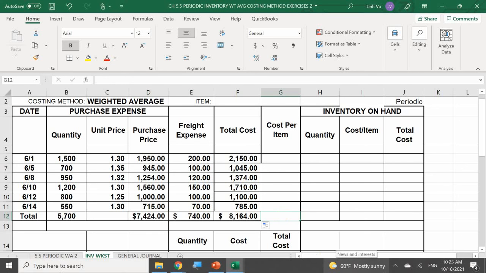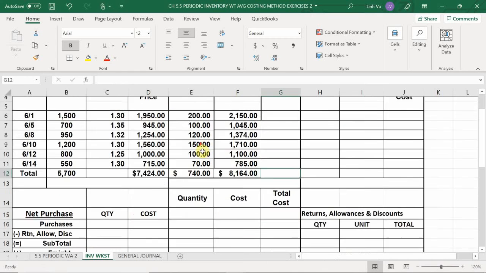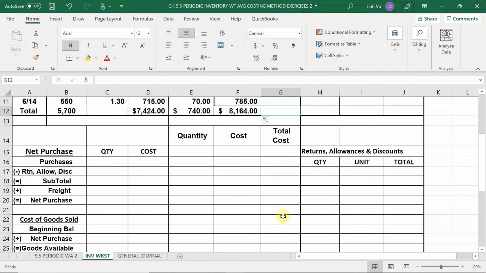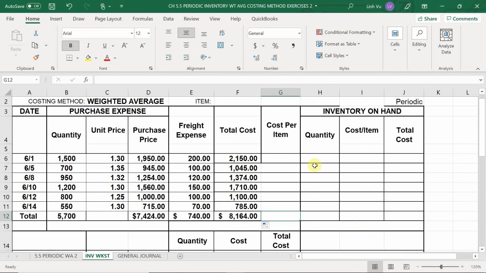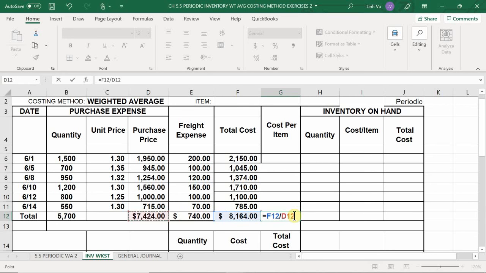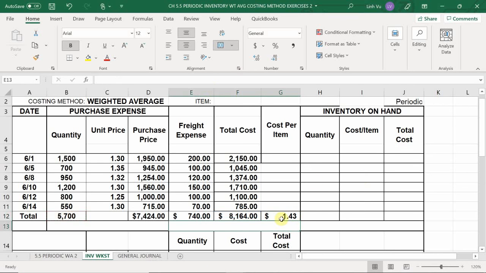So you have a choice here. You want to solve for the average cost per item here, or you could do it down below. Because in this case, I have an assumption there is no returns or allowances or any beginning inventory. So what is my average cost per item? If I take $8,164 and divide it by 5,700 toys or units, what is my average cost per item? 1.4322807. Good.